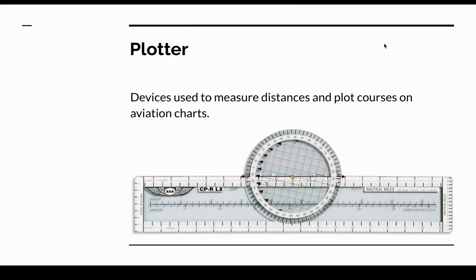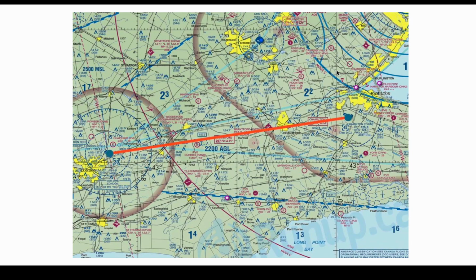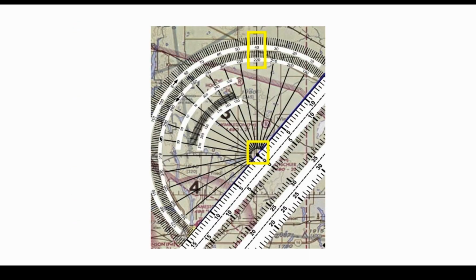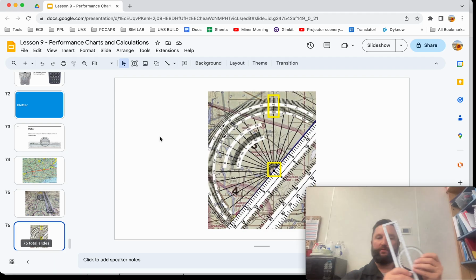And then the plotter. This is what we use to measure distances and angles on maps. So if we're going to fly from here to there, we can lay down a plotter, figure out wind correction angles, figure out all kinds of things. So we'll be learning to use those in class as well.